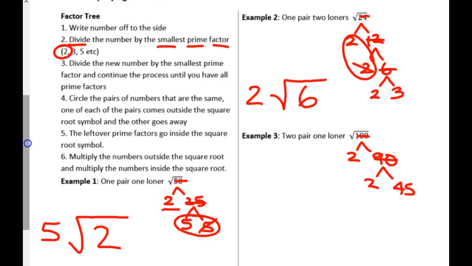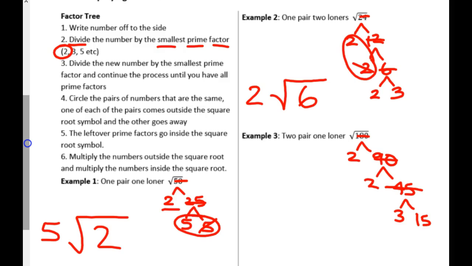So the next one you need to try is 3. Does 3 go into 45? If you did not know, how could you tell 45 divided by 3 actually does give you a whole number? So what is it? 3 times what? 3 times 15 is 45, okay? Now you could do that in your calculator, 45 divided by 3, okay?